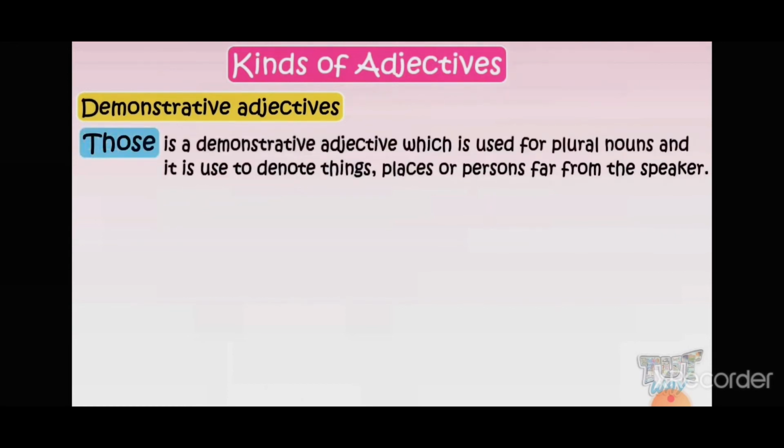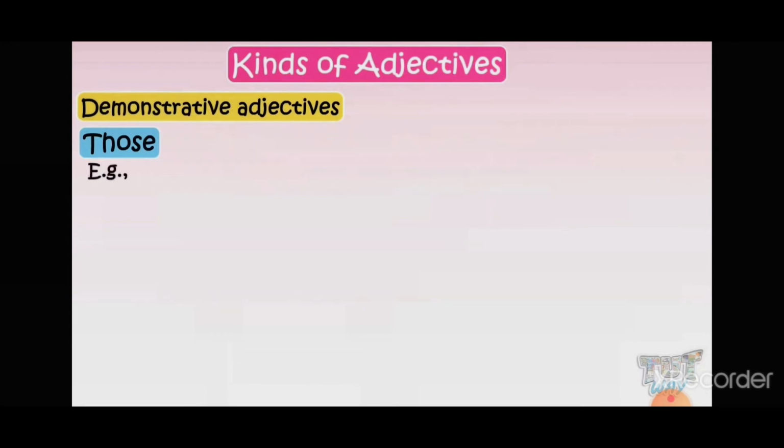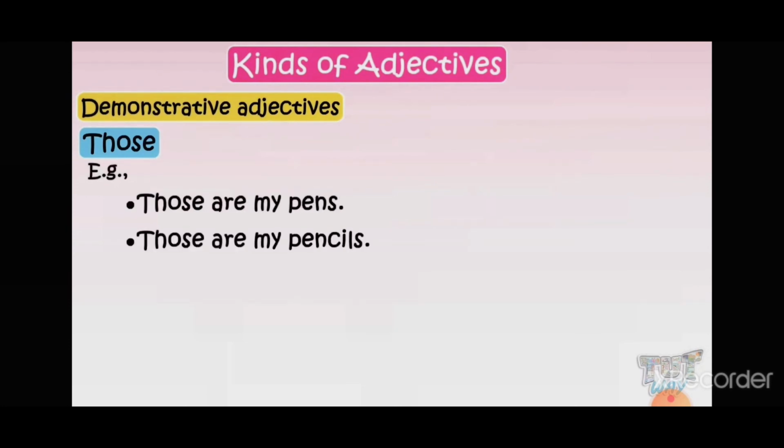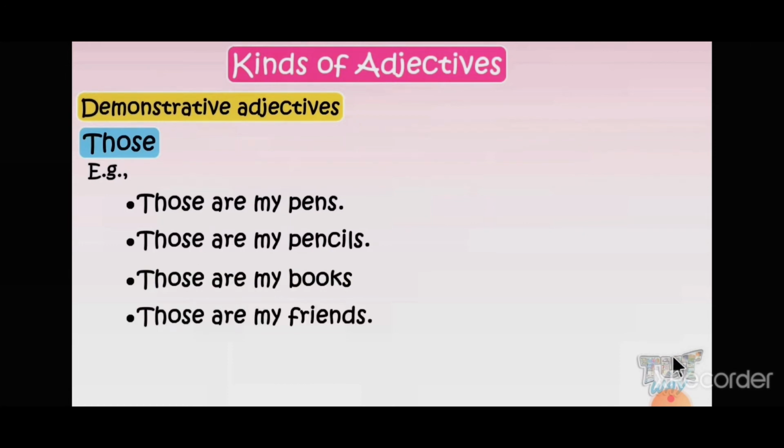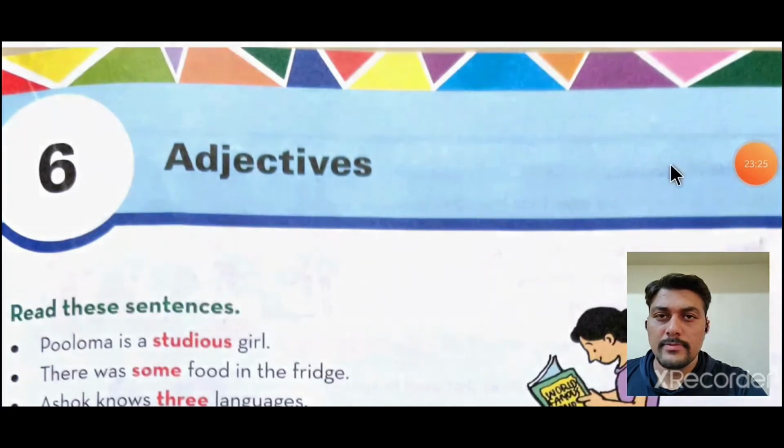Those is a demonstrative adjective which is used for plural nouns, and it is used to denote things, places, or persons far from the speaker. Like, those are my pens. Those are my pencils. Those are my books. Those are my friends. Those boys are very naughty. So, friends, today we learned about types of adjectives.